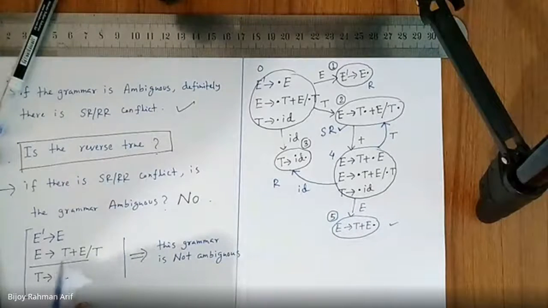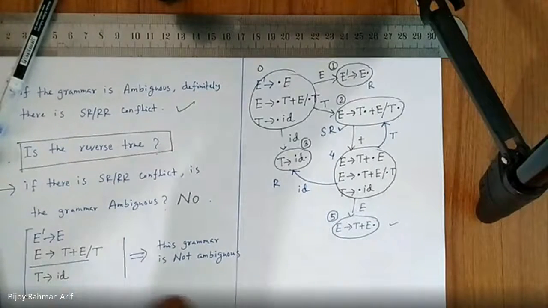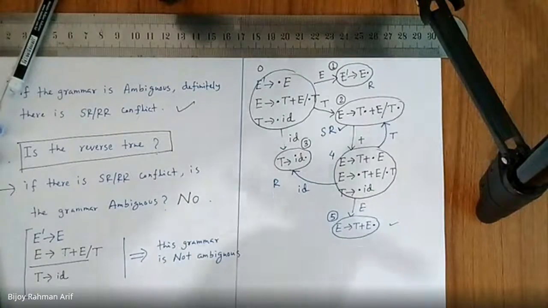And another thing is, the only problem might arise whenever there is an associativity problem. But it is T, it is E, so it is right recursive. So associativity of the plus is already defined. So there is no problem. This grammar is not ambiguous.